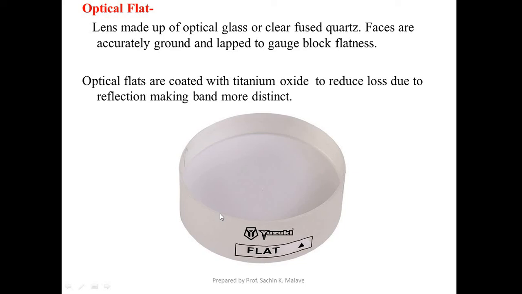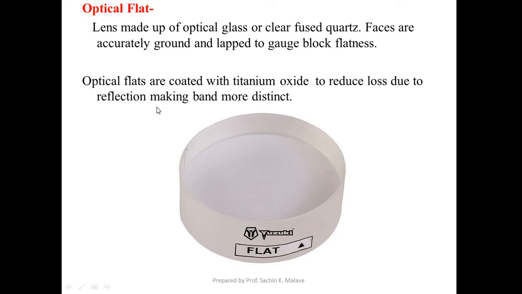Okay, now how does it work? Before that, sometimes these optical flats are coated with titanium oxide. The purpose of using titanium oxide is to reduce the loss due to reflection. So the light is going to be reflected from this surface, and to reduce the loss due to reflection, the surface of the optical flat is sometimes coated with titanium oxide.